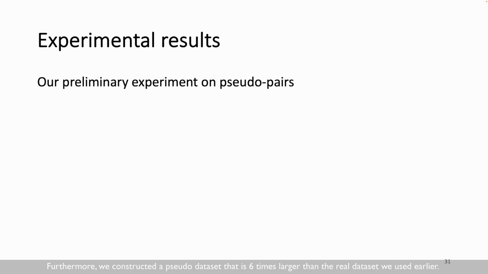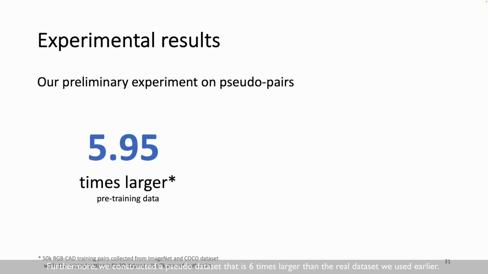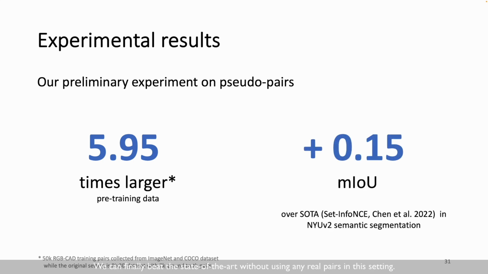Furthermore, we constructed a pseudo dataset that is 6 times larger than the real dataset we used earlier. This leads to significant improvements in fine-tuning results. We can finally beat the state-of-the-art without using any real pairs in this setting.